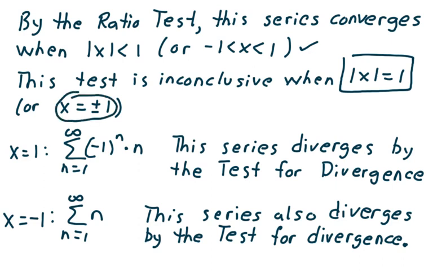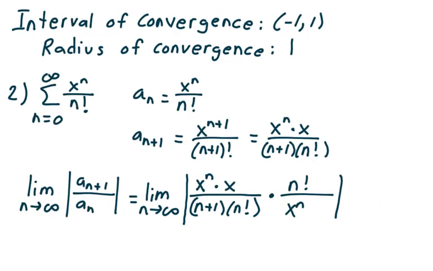So when x is 1, we have the summation from n equals 1 to infinity of negative 1 to the n times n, and this series diverges by the test for divergence. And when x is negative 1, we have the summation from n equals 1 to infinity of just n, and this series will also diverge by the test for divergence. And so what does all that mean? The interval of convergence is the open interval from negative 1 to 1. The radius of convergence is 1.